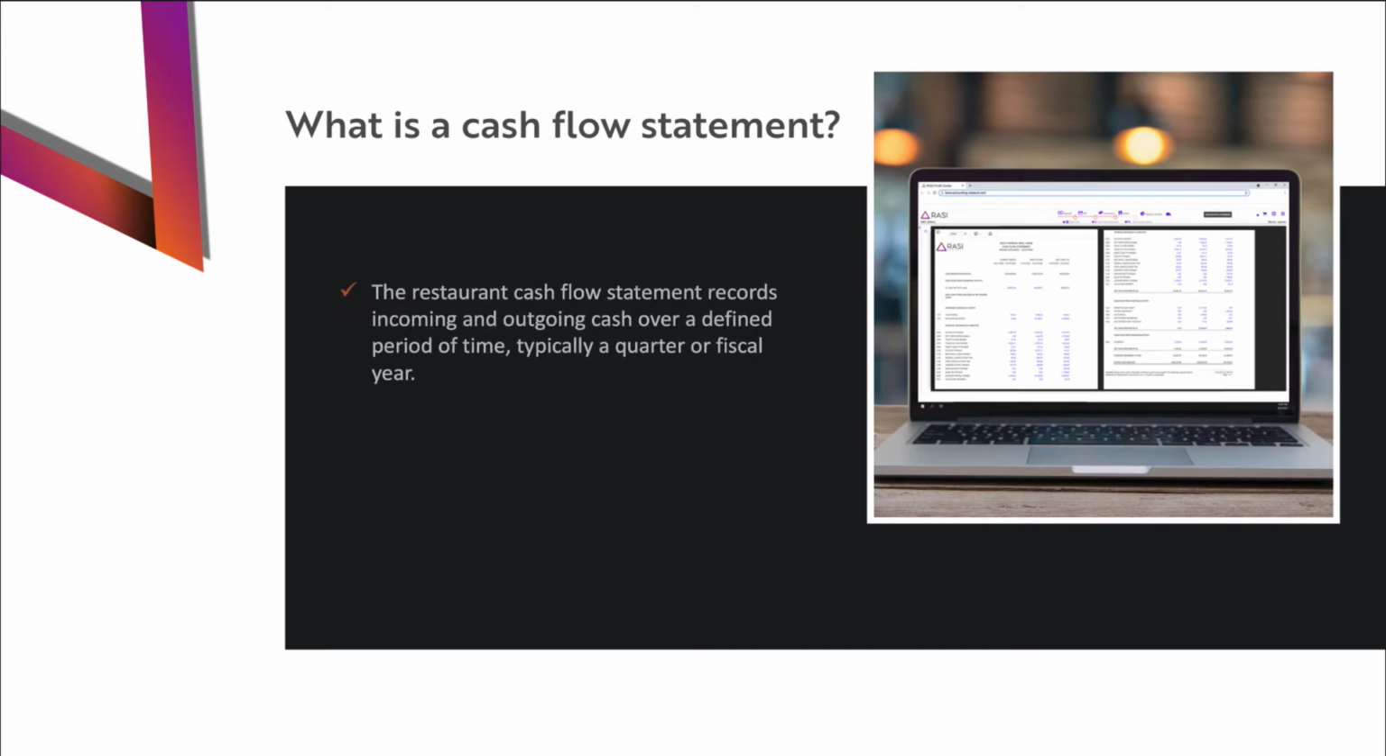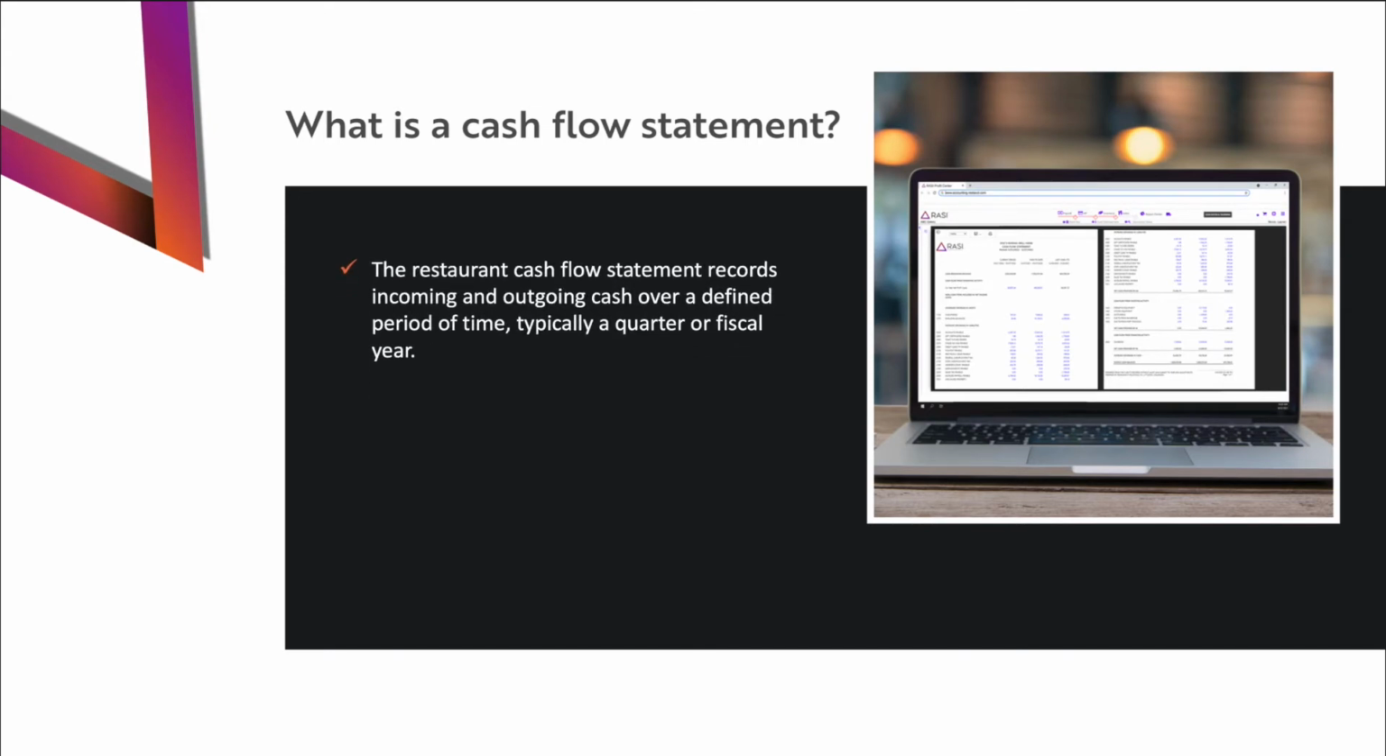The restaurant cash flow statement records incoming and outgoing cash over a defined period of time, which is typically a quarter or a fiscal year. It also represents how the balance sheet and the profit and loss statement work together to impact your cash and operating accounts. Because restaurants don't operate entirely on a cash basis, it's often difficult to find your cash position from the income and expense statement and the balance sheet alone.